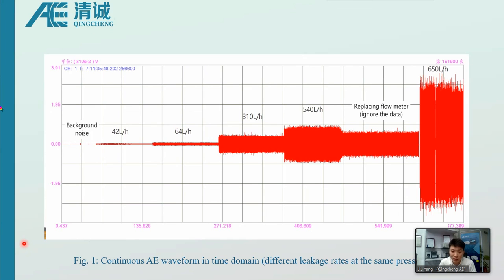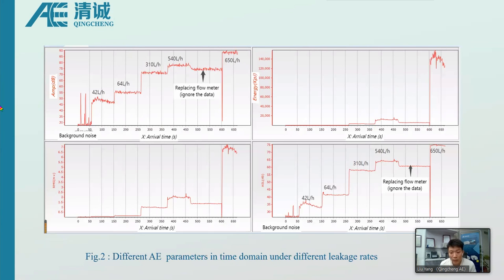As we can see, the waveform is getting bigger, stronger, step by step with the leakage. Except this area, which we can ignore, because at that time we were replacing the flow meter, so it gave some abnormal data. And this also shows different parameters in time domain under different leakage rates. As we can see, it's the same as the waveform. It goes up step by step.